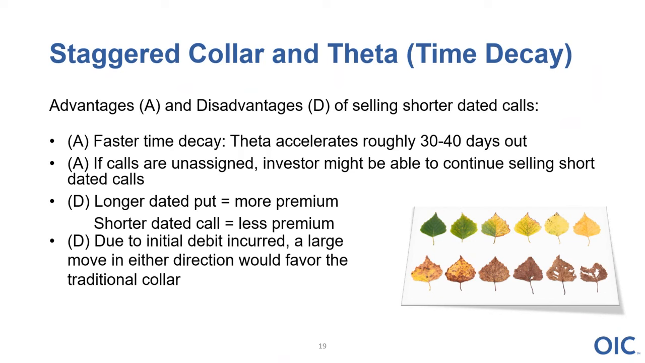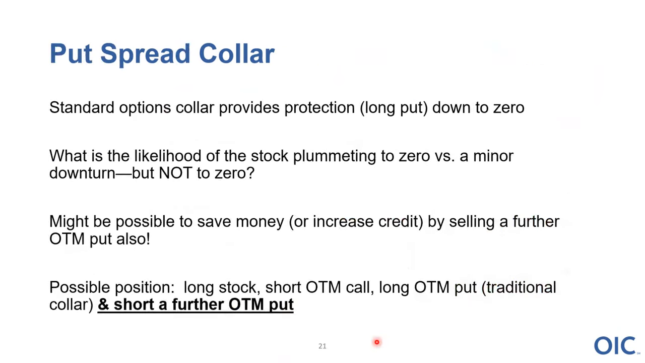We move to another variation of the traditional collar. And this one we're going to call the put spread collar. Now, your standard collar provides protection all the way down to zero. Remember, you buy the 70 put, you have protection all the way to zero. But you might feel as though you don't need all of that protection. It's almost like buying too much insurance.